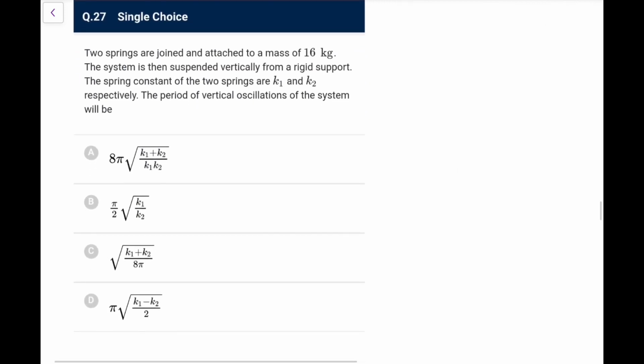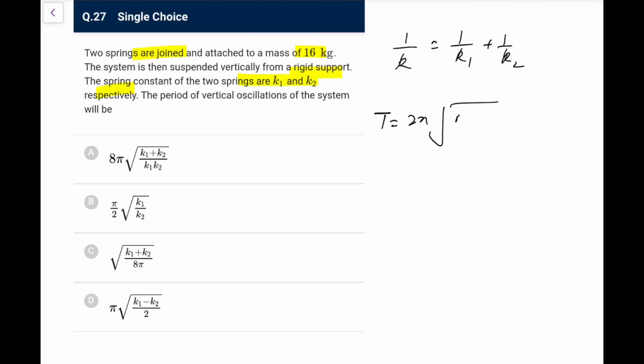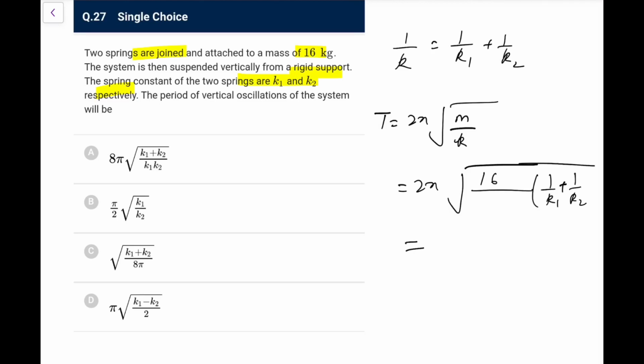Two springs joined and attached to a mass of 16 kg. The system is then suspended vertically from a rigid support. Spring constants of the two springs are like this. The period of the vertical oscillation? Because both of the springs will be in series, 1 upon k will be equal to 1 upon k1 plus 1 upon k2. So we have time period equal to 2 pi root of m by k. If I solve it, m is 16, and 1 by k is 1 by k1 plus 1 by k2. Taking 16, 4 out, 8 pi under root (k1 plus k2) upon k1 k2, first option appears to be the right one.